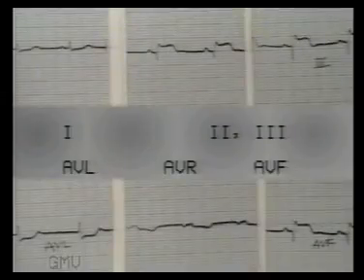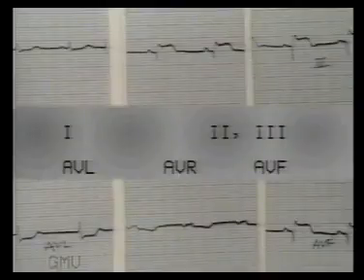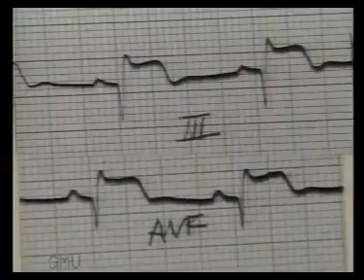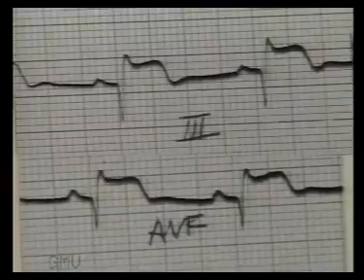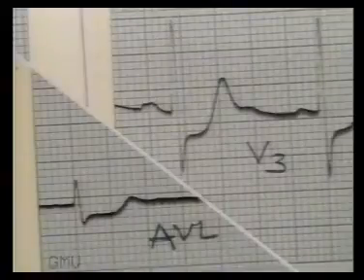This is another inferior wall infarct with ST elevation in 2, 3 and AVF and ST depression in 1 and AVL. The T waves are just inverting, so the infarct is 2 to 3 days old. In close-up view, note the deep Q wave, ST elevation in 3 and AVF and the reciprocal ST depression in AVL and V3.